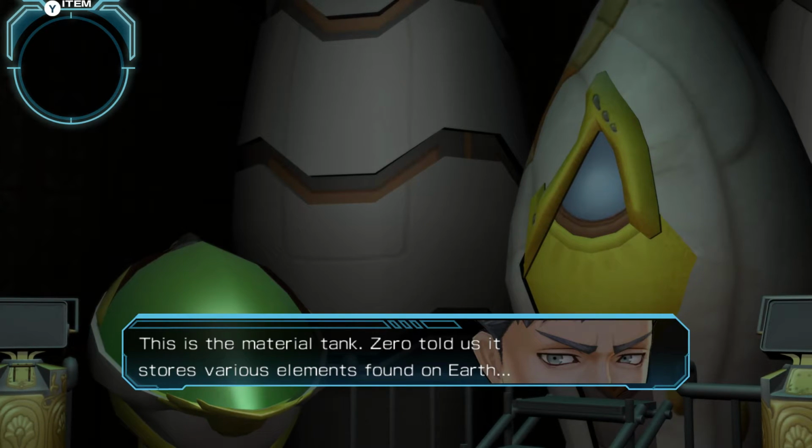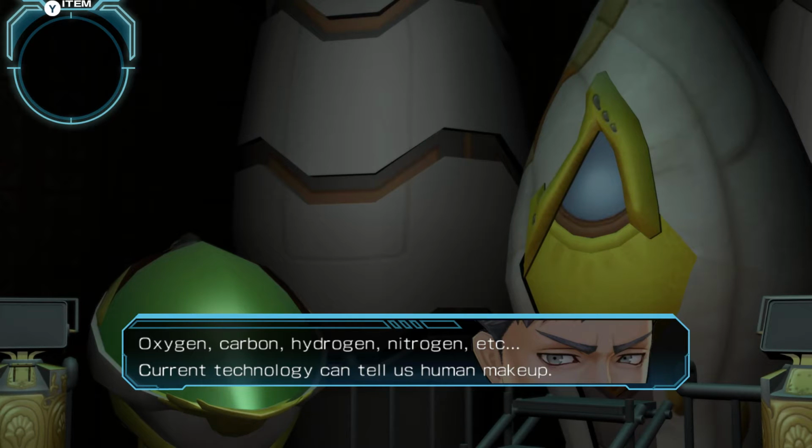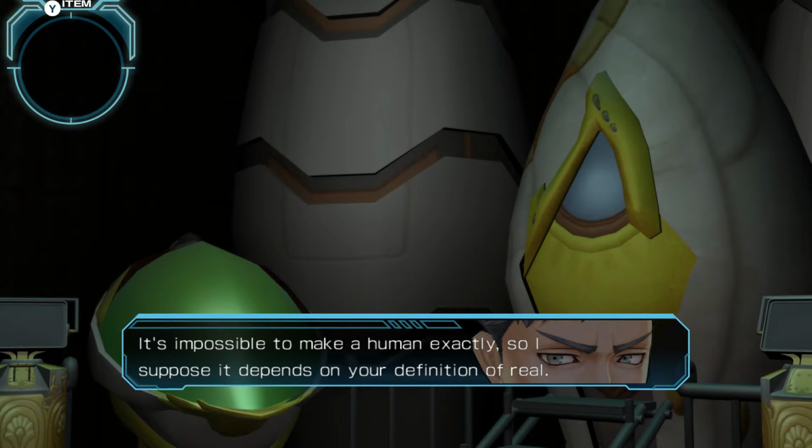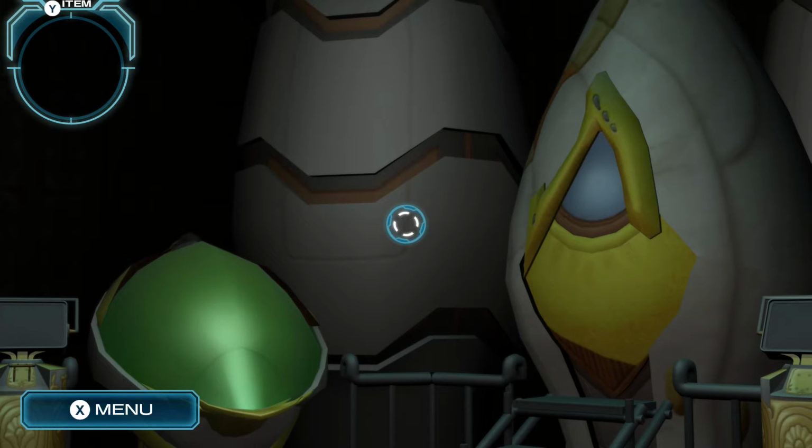This is the material tank. Zero told us it stores various elements found on Earth. Can you really make a real human being with those materials? I mean, truly real. Oxygen, carbon, hydrogen, nitrogen, etc. Current technology can tell us a human makeup. It's impossible to make a human exactly, so I suppose it depends on your definition of real. What makes us real? I don't think that question can be answered. Oh boy, gonna get into all sorts of fun things.